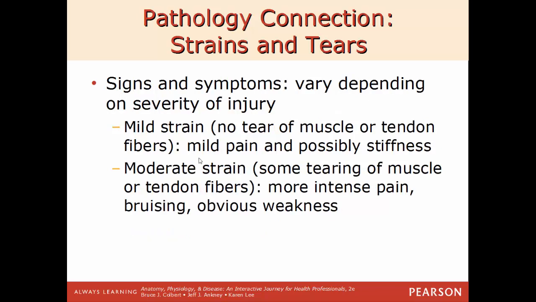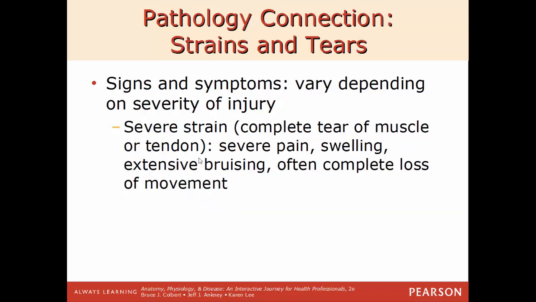Some signs and symptoms depend, of course, on how severe the strain or tear is. Mild strain, there'll be no tear of muscle or tendon fibers. There'll be some mild pain and some slight stiffness. Moderate strain, there is some tearing of the muscle or tendon fibers. A little bit more intense pain. There'll be some bruising, and there'll be some weakness because there is tearing of the muscle or tendon. Because you are altering the form of that muscle, the weakness will correspond to that.